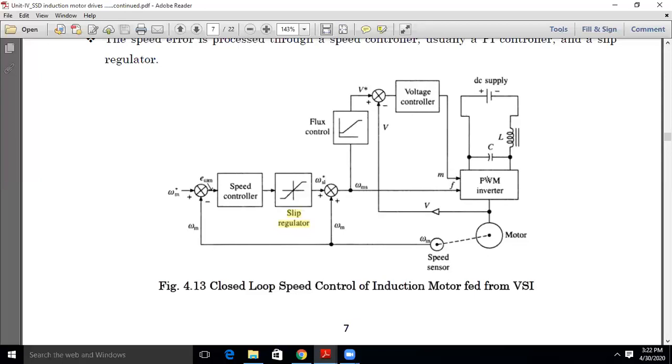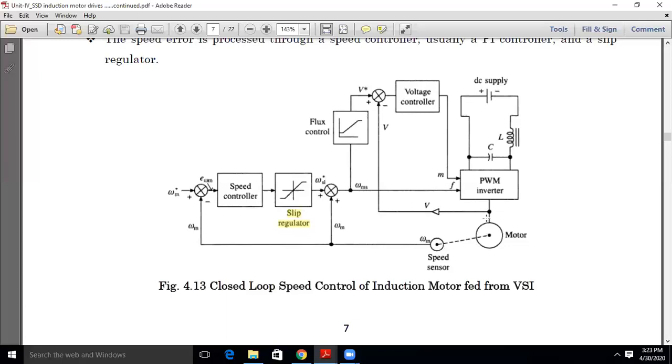Whenever we require that control, how do we adjust the modulation index and how do we adjust the frequency? These two are based on the required speed at which we need to operate this induction motor.